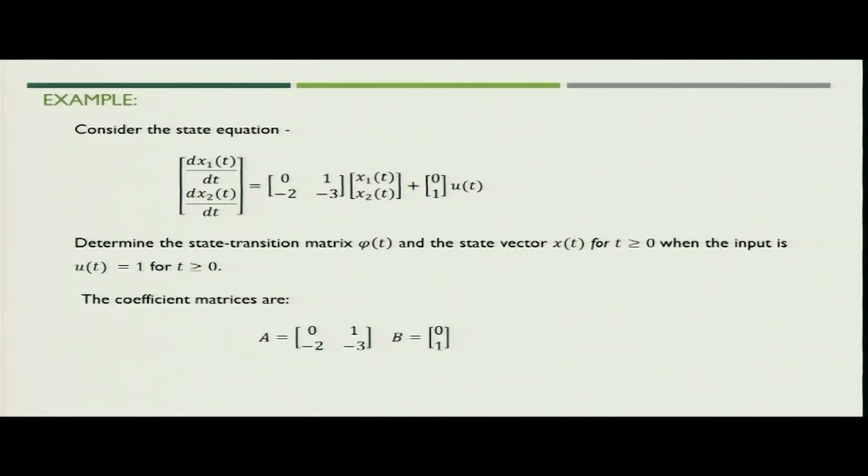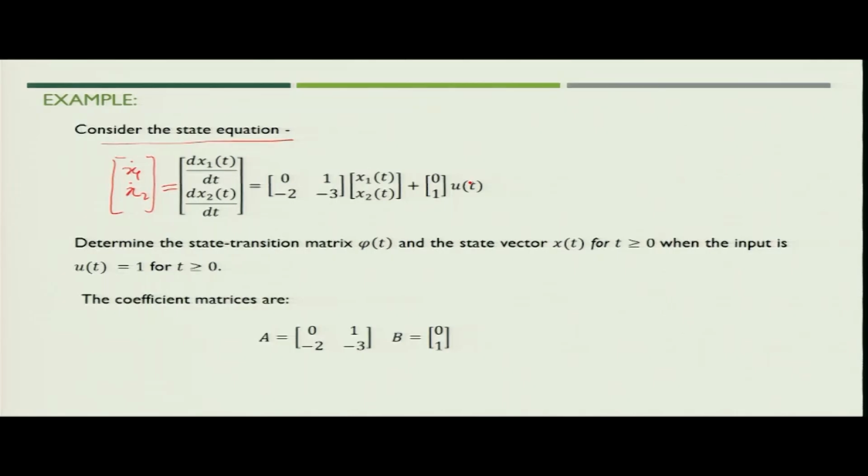Now, let us take an example and try to find the state transition matrix first. Let us consider the state equation, that is dx1 by dt, dx2 by dt, or you can simply write as x1 dot and x2 dot, equal to the matrix A into the state vector x1(t), x2(t), plus B u(t).